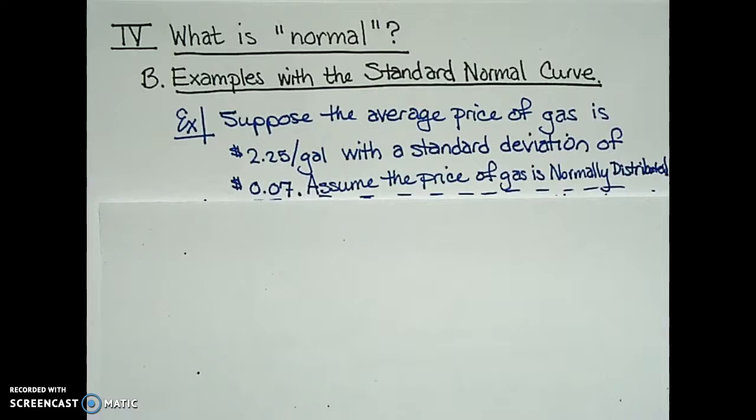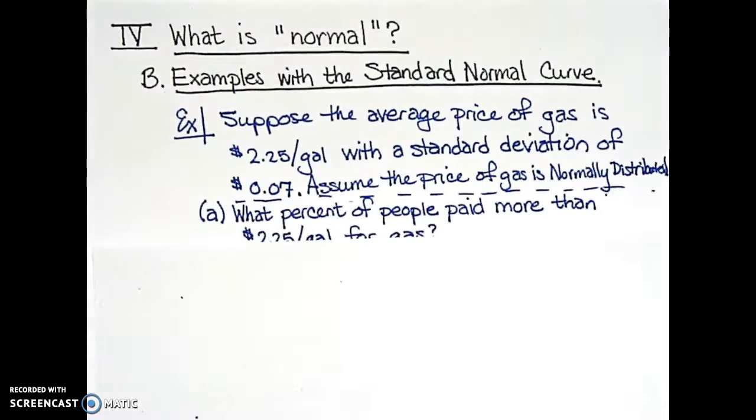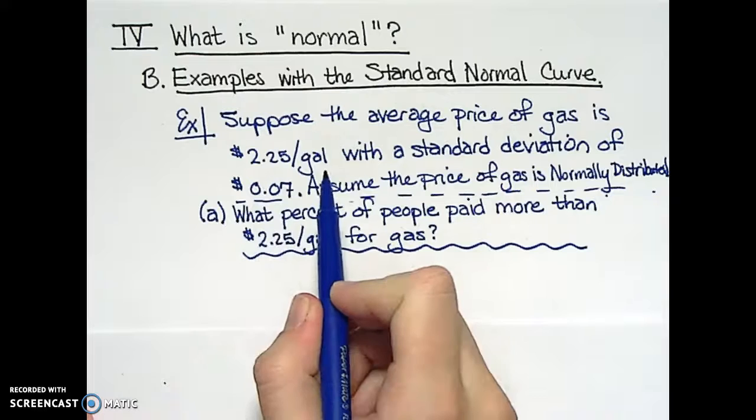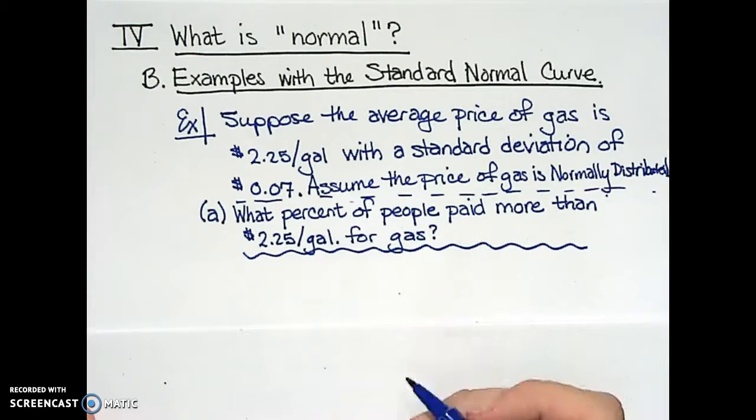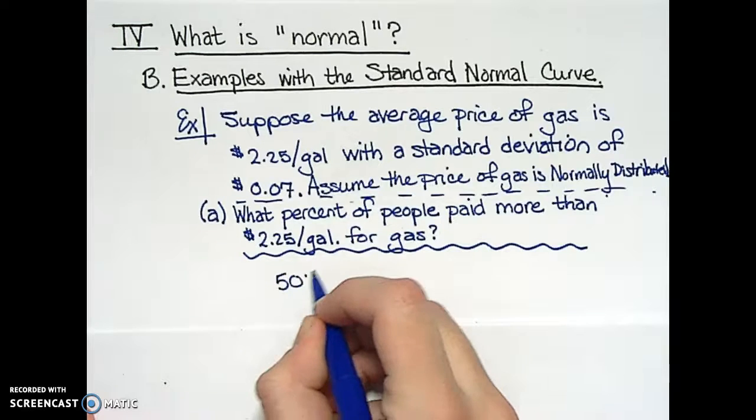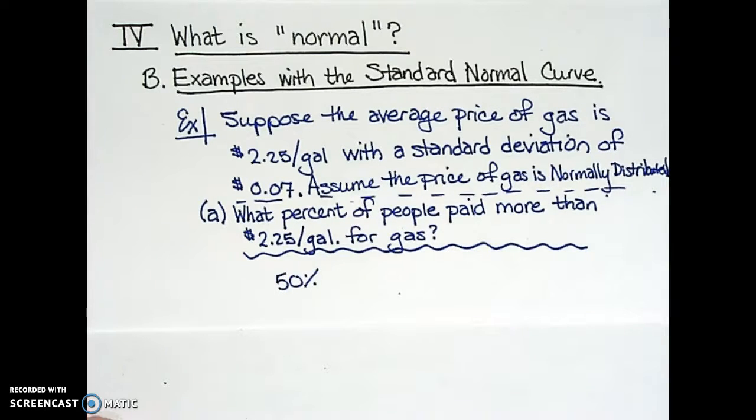Suppose that the average price of gas is $2.25 per gallon with a standard deviation of 7 cents, and we will assume that the price of gas is normally distributed. Now, it's easy to answer questions like the following. Part A. What percent of people paid more than $2.25 for gas? This kind of question is fairly easy to answer. If the average price of gas is $2.25 and we want to know what percentage of people paid more than $2.25 for their gas, then we can assume that 50% of the people paid more than $2.25.